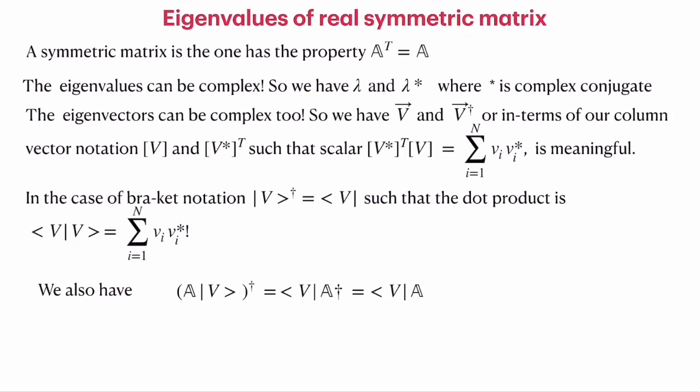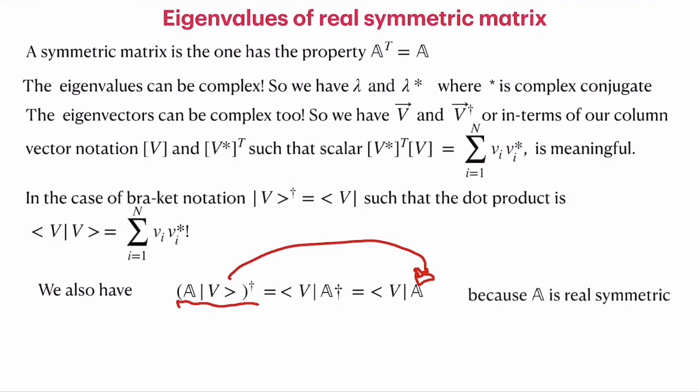We can now do this operation with a matrix operating on a ket vector and take the Hermitian conjugate. Then we simply get the bra vector operating on the Hermitian conjugate of the matrix. In this case, our matrix is real and symmetric, which leads to the Hermitian conjugate of A being A itself. So that is what is represented here. This becomes this, because A is real and symmetric.